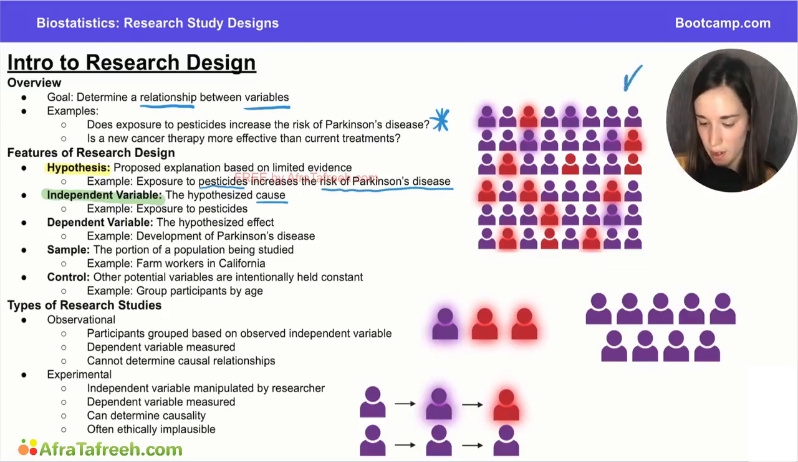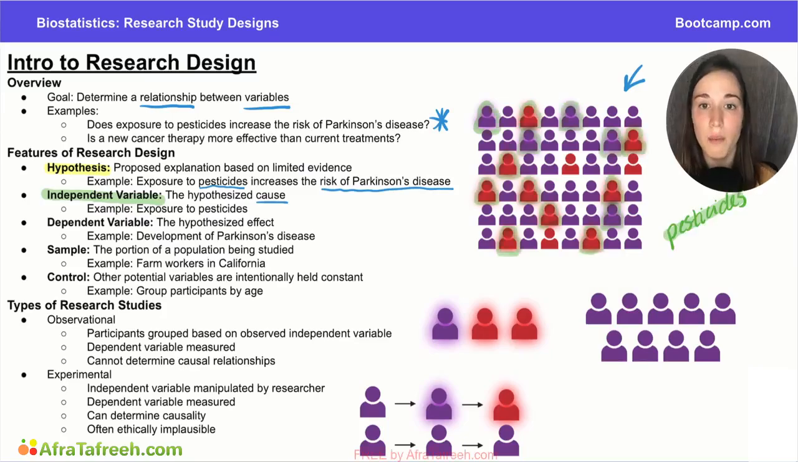In this pictogram here, which is representing a population of people that we might be studying, I've marked all of the people who have had exposure to pesticides with this glow around them. So I'll highlight that in green to make it a little bit easier to see.